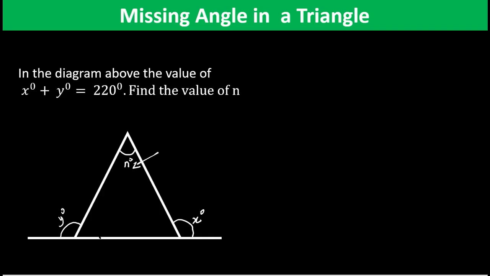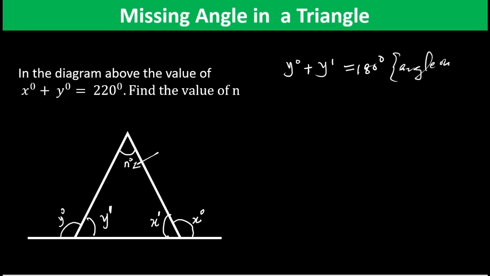Now, if you look closely, you see that beside y degrees, we have another angle in the triangle. Let's tag this as y prime, and here also, let's tag this as x prime. Now, you see that y degrees plus y prime is equal to 180 degrees. That is angles on a straight line.